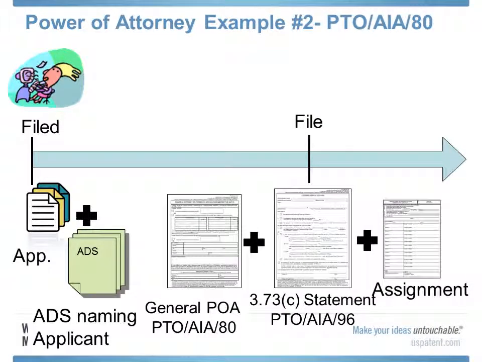I'm just showing you the alternative way here in this slide. You can file your general power of attorney form, your 373C statement, and you can attach a copy of the assignment if you don't want to record it, for example, when you're filing it with the application. You can do all that and establish power of attorney right away. Normally, you don't have the assignment right away, and so you're doing this afterwards. But that's the other way of doing it. But the first way I recommend better, example 1 more than example 2, because it's just less paperwork, less things you have to file and remember.